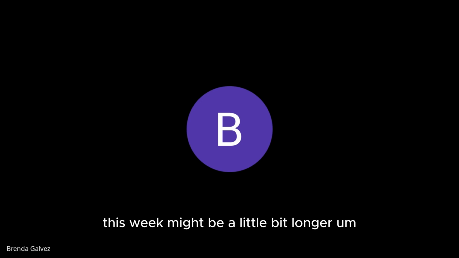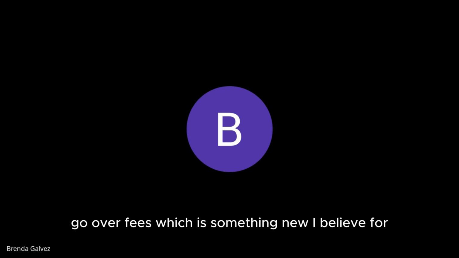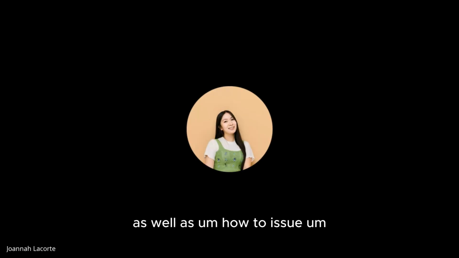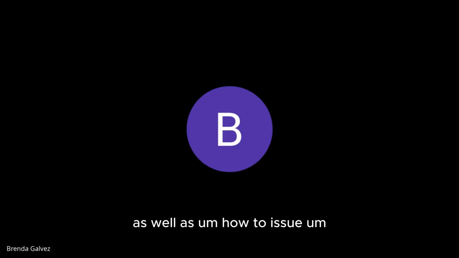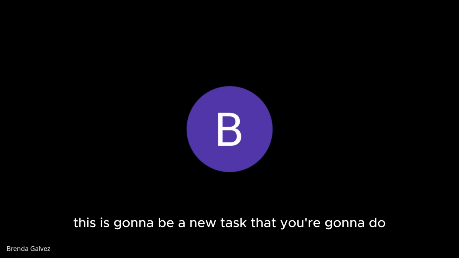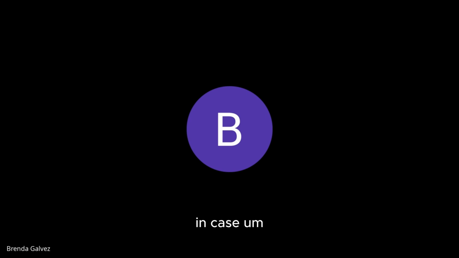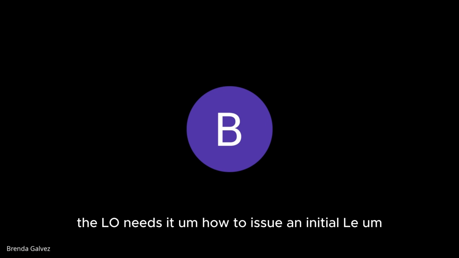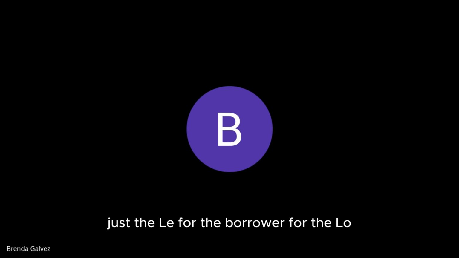This week might be a little bit longer, only because we're going to go over fees, which is something new, I believe, for you and all the other VAs, as well as how to issue. This is going to be a new task that you're going to do in case the LO needs it: how to issue an initial LE. So not the disclosures, just the LE for the LO in case he needs it to show the borrower what the fees are or what the total closing cost would look like.